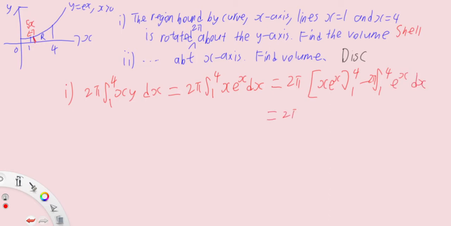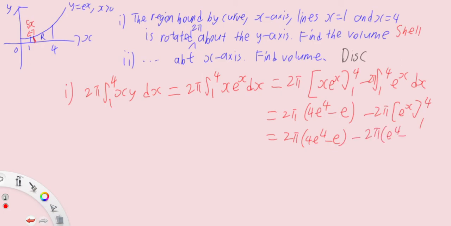Okay, now I get 2 pi. You can just sub in the values here if you want to. So over here, if I want to sub it in, it's basically 4e^4 minus e, minus away 2 pi e^x for 1 to 4. Now I try to simplify as much as possible. So I put in the limits for the second part of the integral, so I get 2 pi (e^4 minus e). Now I simplify, I'll get 6 pi e^4, and obviously adding your units cubed.